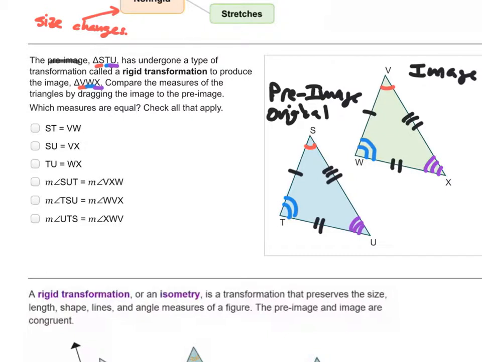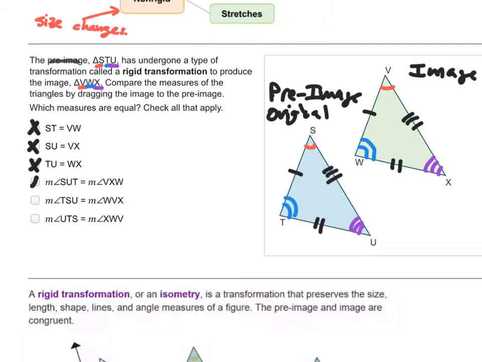So let's go over here and check off all the measures that are equal. ST and VW are congruent, so this is good. SU and VX are congruent. And then TU and WX are congruent. And then we can say that angle SUT is congruent to angle VXW.